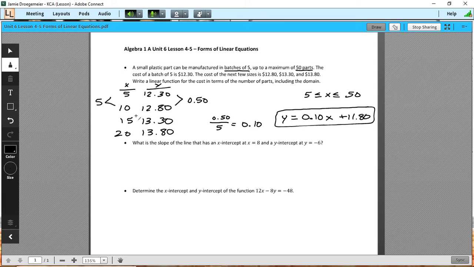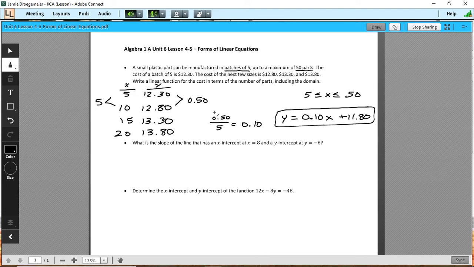And again, you could check this if I plug in 10 for x. Well, 10 times 10 cents is $1. $1 plus 11.80 is 12.80. So just understanding kind of how that slope, that rate of change, factors in to the idea of an equation.